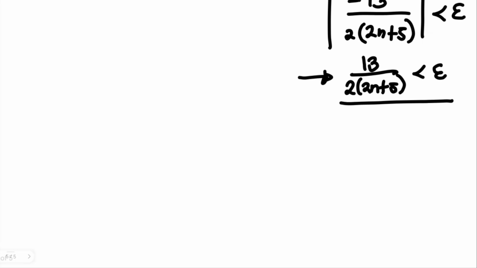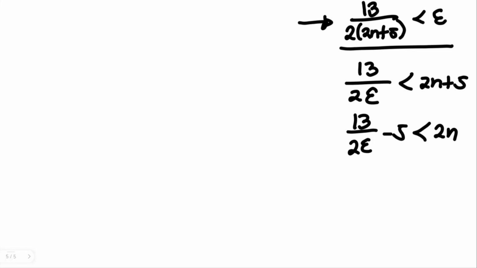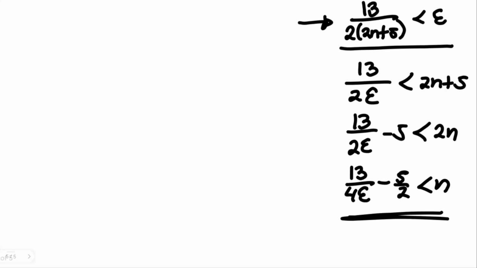Let's continue further, because we will be using n later on one side of the inequality. Hence, we can have 13 over 2 epsilon, as we multiply both sides by the necessary factors, still less than 2n plus 5. So you have 13 over twice epsilon minus 5 is less than 2n. Finally, dividing by 2 on both sides, you will get 13 over 4 epsilon minus 5 halves is less than n. We will have this as part of our expression later.